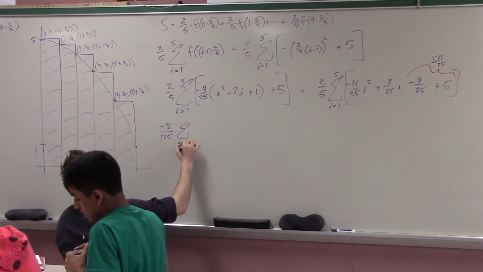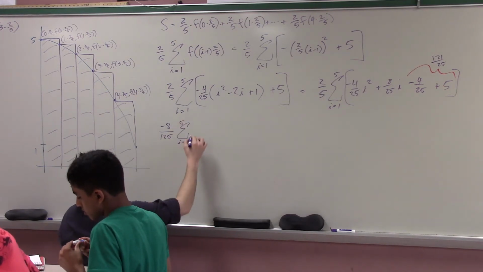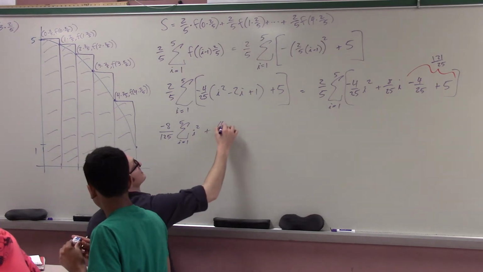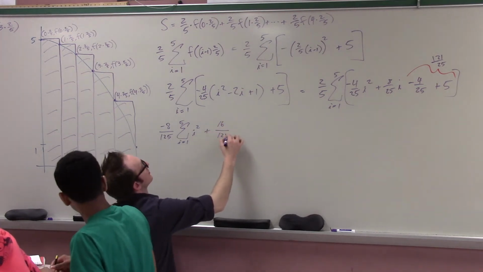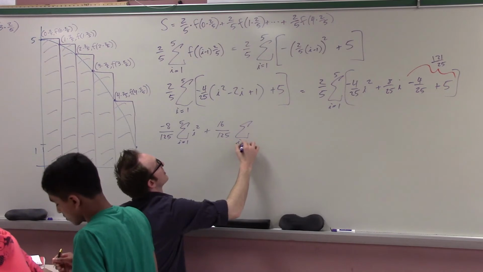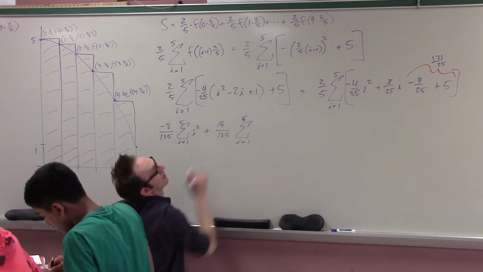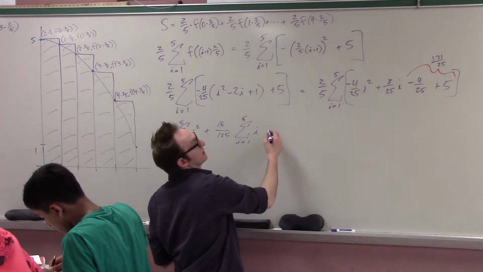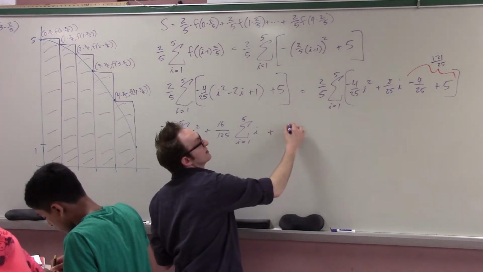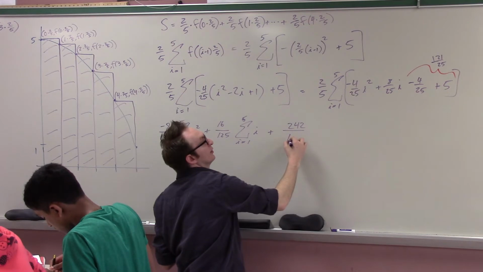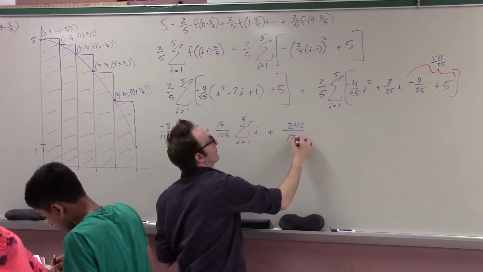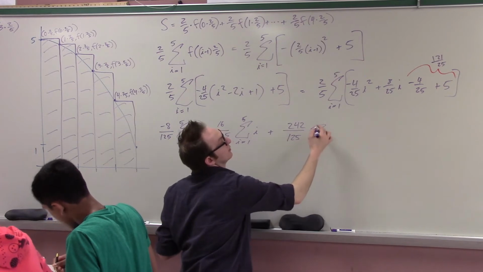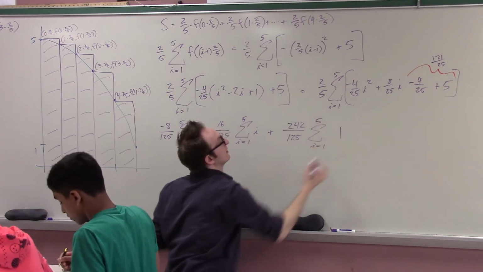sum from i equals 1 to 5 of i squared, plus 16 over 125 sum i equals 1 to 5 of i, plus 242 over 125 sum i equals 1 to 5 of 1.